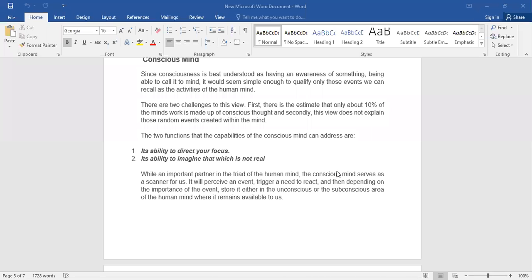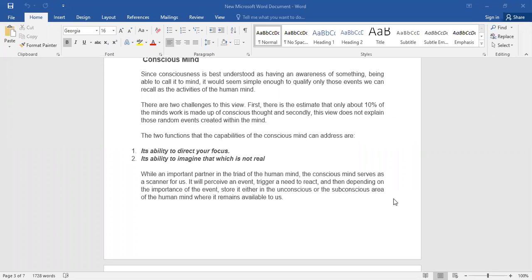While an important partner in the triad of human mind, triad means that human mind is divided into three parts. The conscious mind serves as the scanner for us. So we scan the things with the help of conscious mind. It will perceive an event, trigger a need to react, and then, depending on the importance of the event, store it either in the unconscious or the subconscious area of the human mind where it remains available to us.